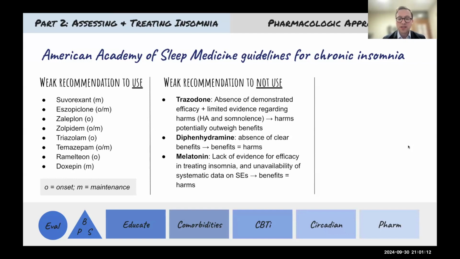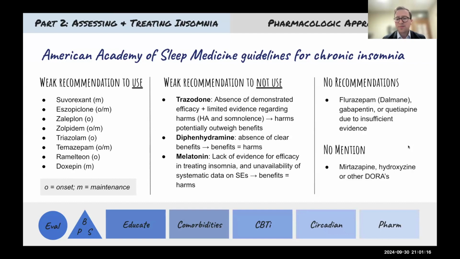And the guidelines also mention that there are no recommendations for commonly prescribed gabapentin, quetiapine due to insufficient evidence, although we know these may be prescribed for comorbid conditions to harness their side effect profiles. And there's also no mention of mirtazapine or hydroxyzine.